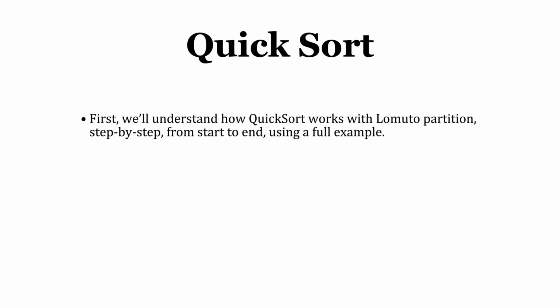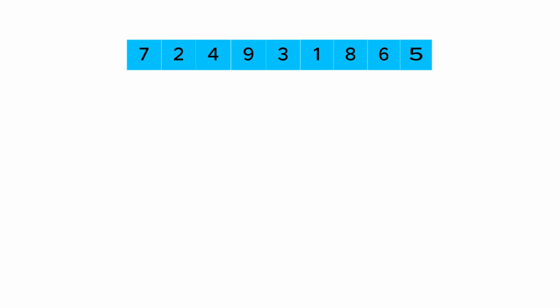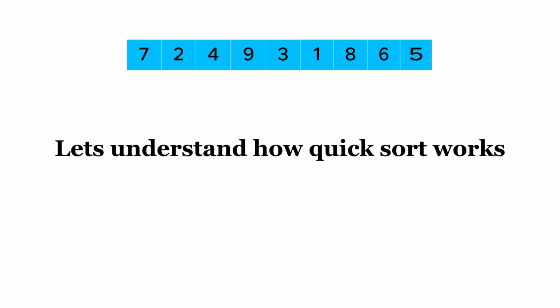In this video, we will do three things. First, we will understand how quicksort works with Lomuto partition, step by step from start to end using a full example. Then we will look at the Python code implementation, and finally, we'll break down the time and the space complexity. But before we look at the algorithm in action, let's understand how quicksort works.